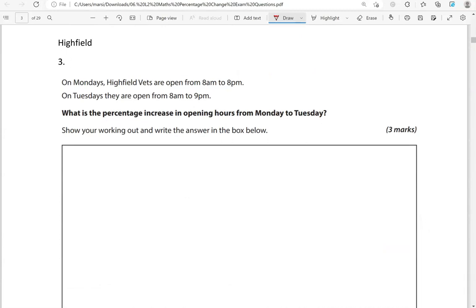On Mondays, Highfield Vets are open from 8 AM to 8 PM. So that is 12 hours. On Tuesdays, they are open from 8 AM to 9 PM, so an extra hour. That will be 13 hours. What is the percentage increase in opening hours from Monday to Tuesday? Show your working out and write the answer in the box below.